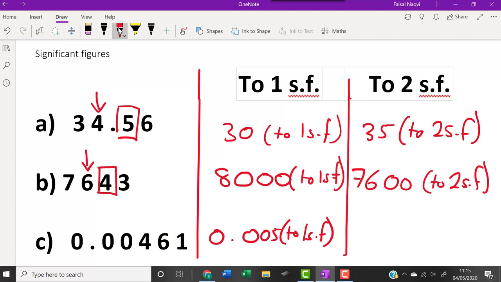To two significant figures, I have to take a look at my 6. That is my second important number. The 1 tells me to leave the 6 the same, so that becomes 0.0046, and the level of accuracy to two significant figures.